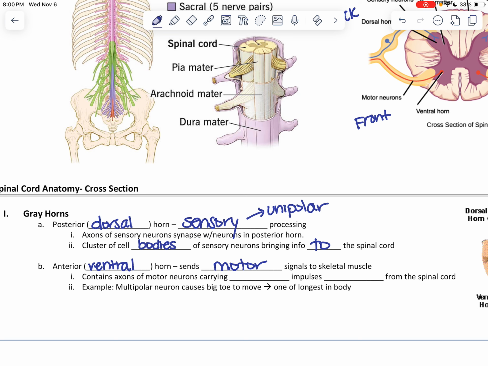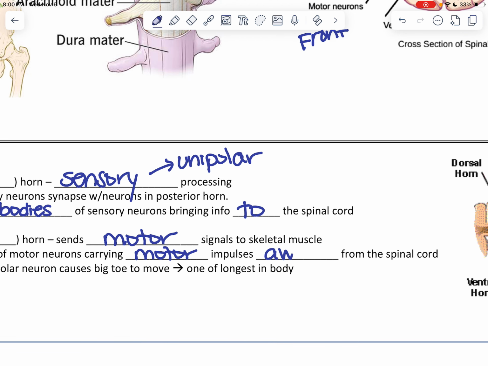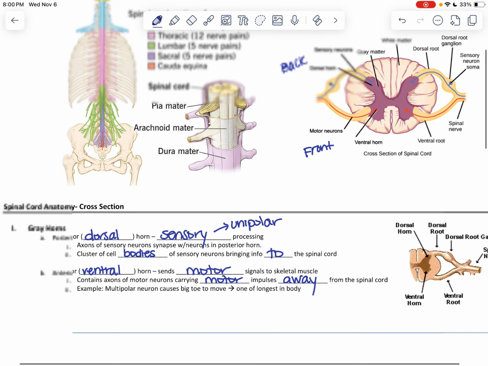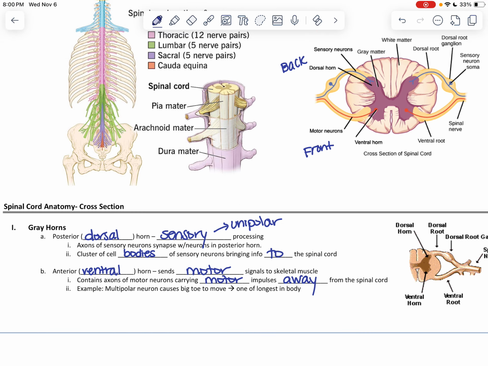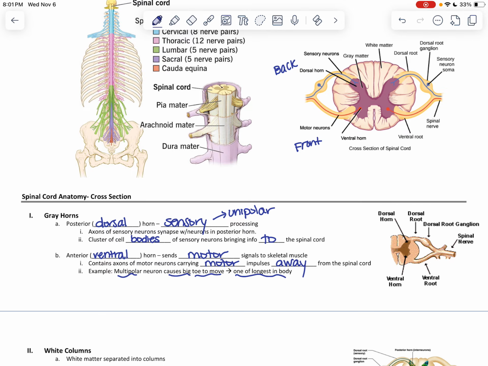Sending motor signals to the skeletal muscle. We are carrying motor impulses away from the spinal cord and to the skeletal muscle. So an example is a multipolar neuron that causes your big toe to move. That's just an example. It's actually one of the longest in the body because your big toe is kind of far away from your spinal cord.